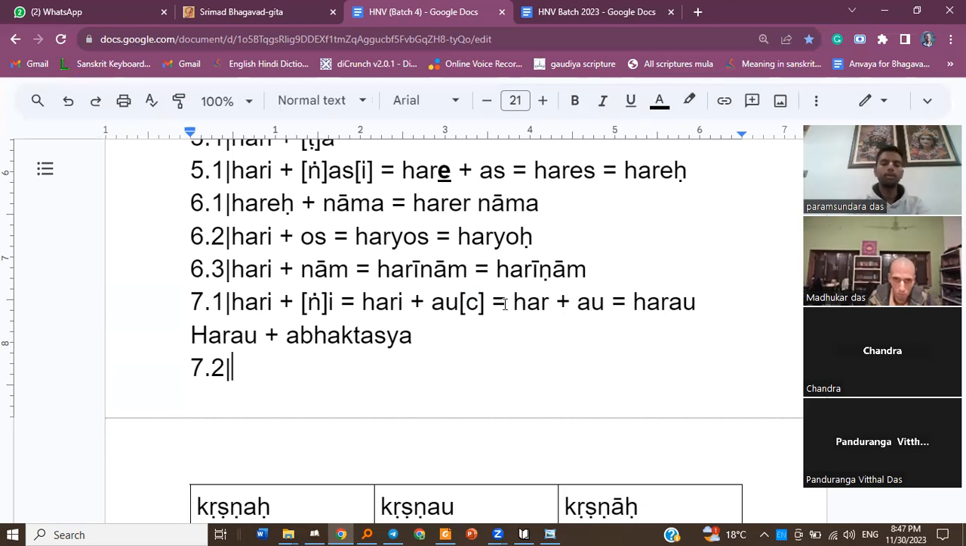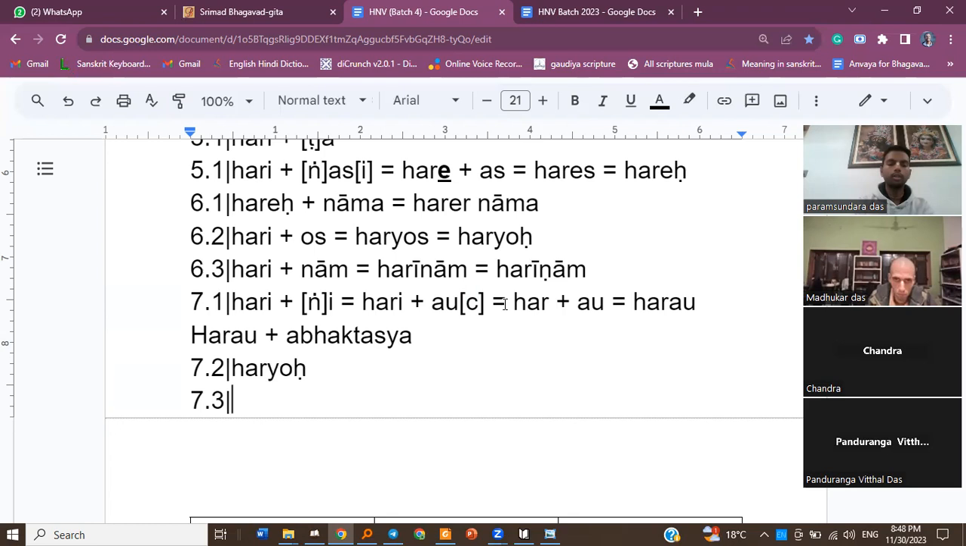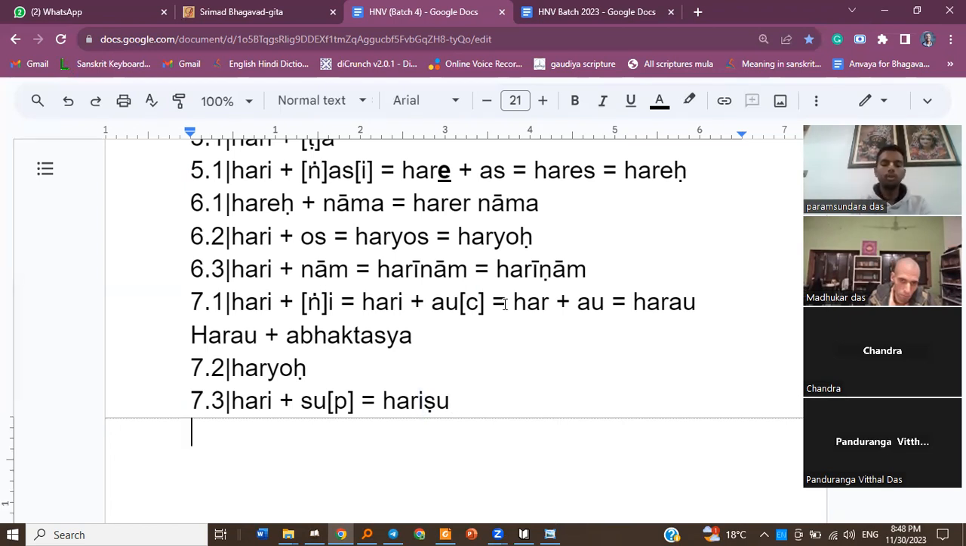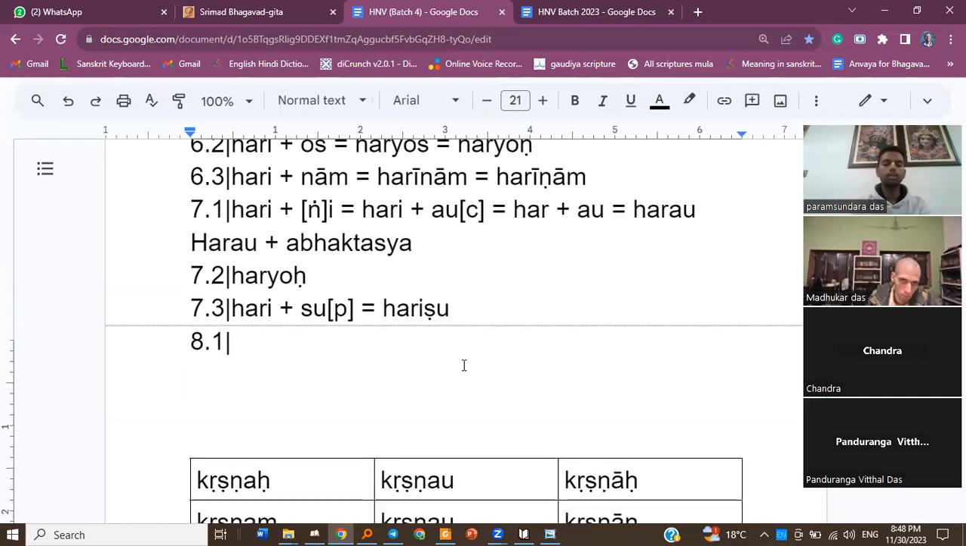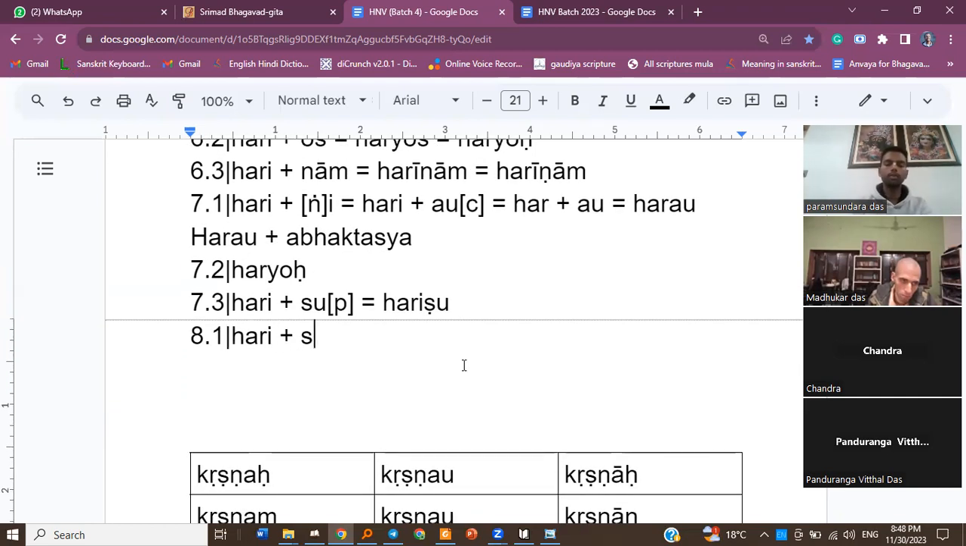7.2 is same like 6.2. So we get Hariyo. 7.3. Hari plus Sub. We combine them. Hari Su. And then Sa becomes Sha by Ishvara Harimitra 108, because we have Ishvara preceding it. So Harishu.